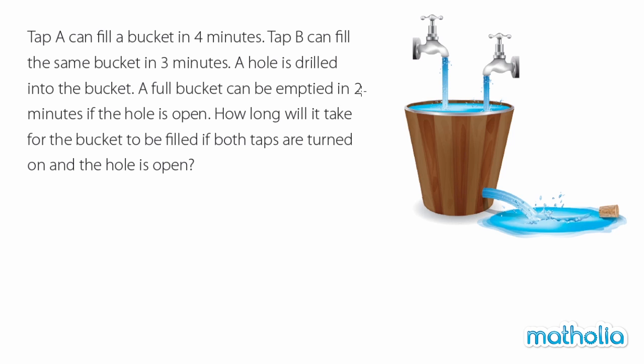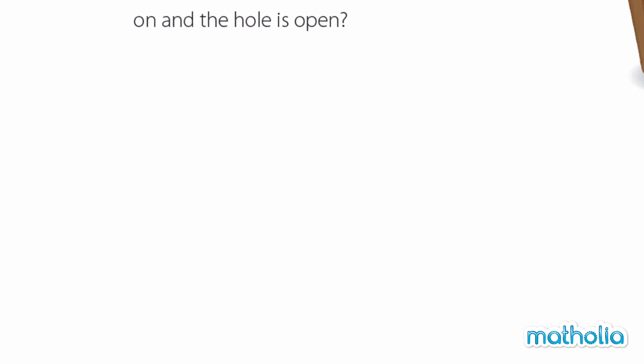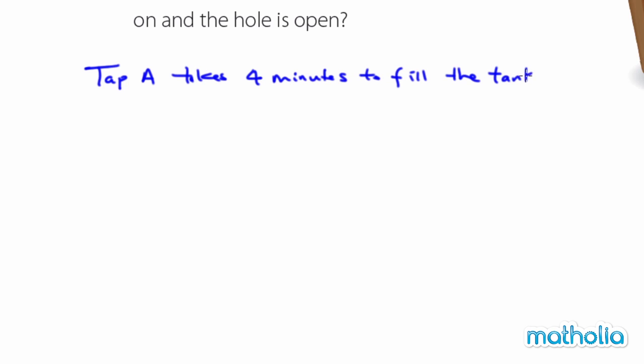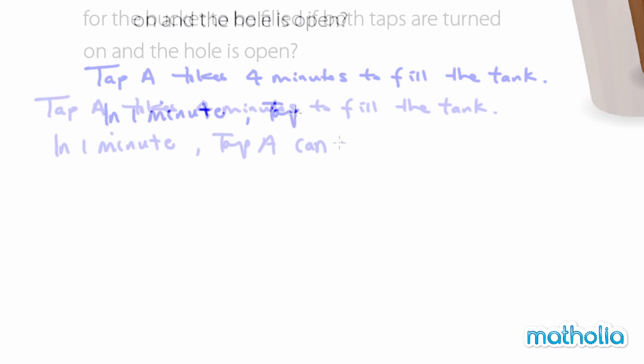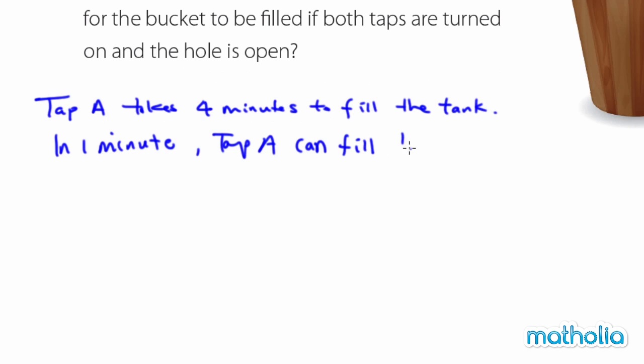So the heuristic that we are using will be solve part of a problem. So I know that tap A takes 4 minutes to fill the tank. So in 1 minute, the keyword is in 1 minute, tap A can fill 1/4 of the tank.